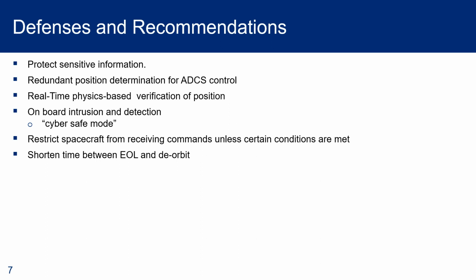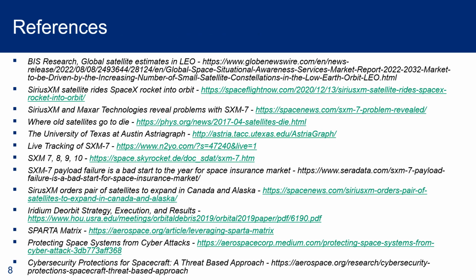For safe mode countermeasures, the most important is to ensure all spacecraft have a cyber safe mode, which preserves the need for encryption even in safe modes, and to restrict the spacecraft from receiving certain commands unless certain conditions are met first. Our recommendation overall for this scenario is to shorten the time between end of mission and deorbiting, possibly by having deorbit strategies prepared and approved before end of mission to ensure that there are not many targets in space for threat actors to compromise.